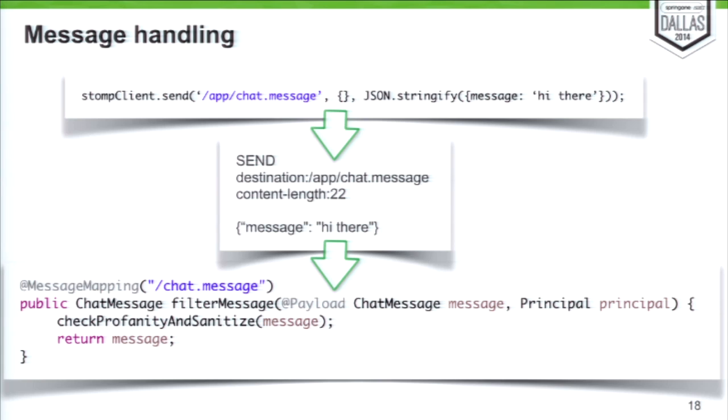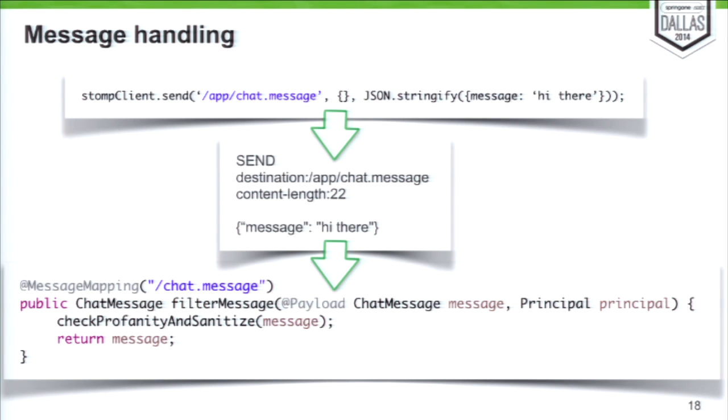So what about message handling? What happens when a client sends a message to one of these application destinations? We see on the client side that we use this STOMP client to send a message to a destination, which is an application destination. That will be a JSON string, which will be the body of this STOMP message. So we have here this send STOMP message, which will be sent to the destination /app/chat message. And the body of the message is basically this JSON string.